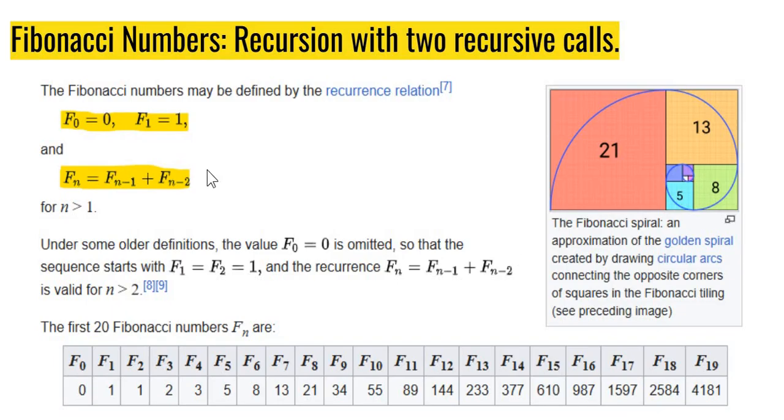The basic rule is that the Fibonacci sequence is a sequence of numbers where the zeroth number, let's say, is 0, and the first number is 1. And thereafter, I just sum up the previous two Fibonacci numbers to get the next Fibonacci number.